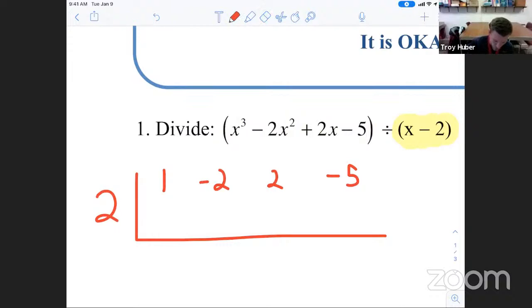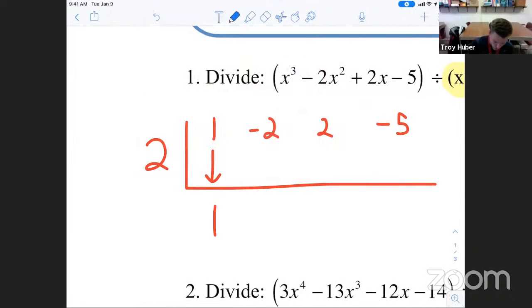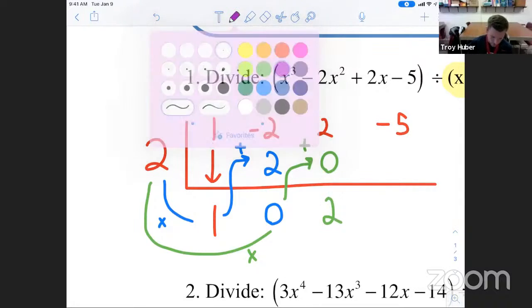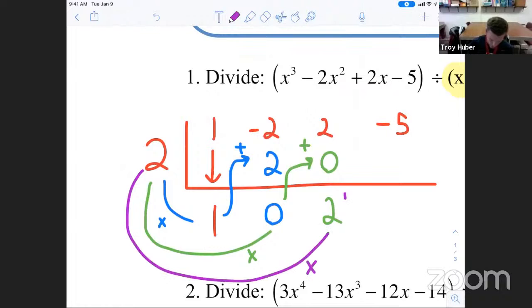All right, so first we bring down this first number here. Then we are going to multiply these two, so 2 times 1, and we are going to write our answer here. 2 times 1 is 2. Now we add. Negative 2 plus 2 is 0. And then we do the whole process again. So I multiply these. 2 times 0 is 0. Add these together. 2 plus 0 is 2. Do it again. 2 times 2 is 4. Add them together, I get negative 1. I always like to put that negative 1 in a little box, because that last number is going to be your remainder.